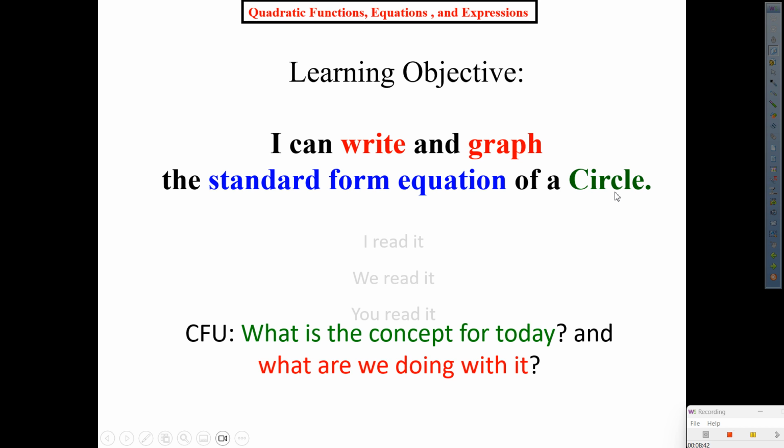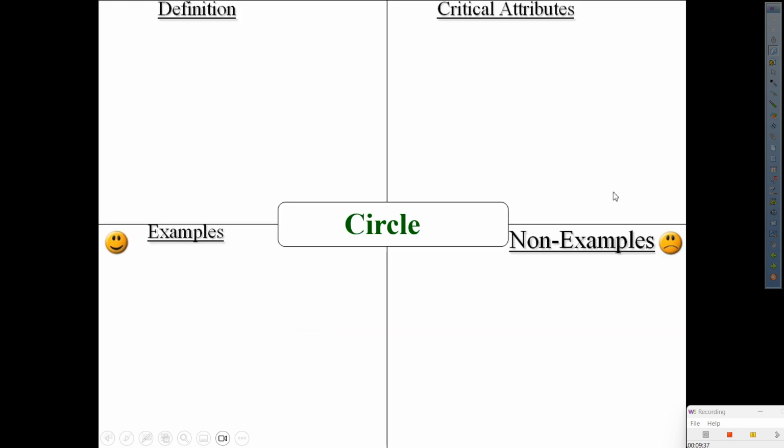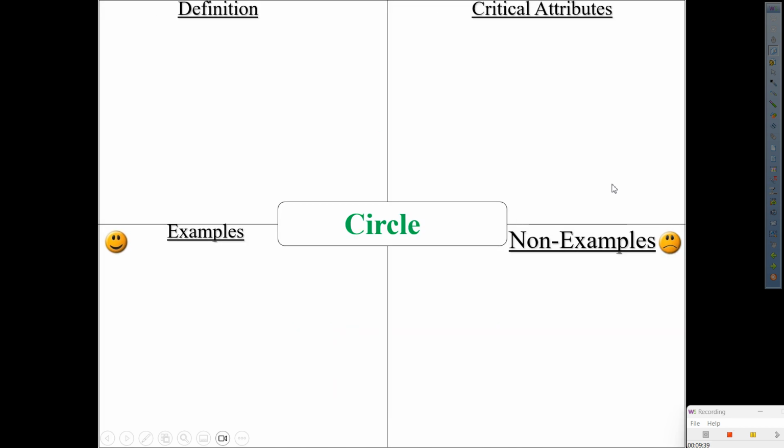So what is our main concept? Circle. Definition: a circle is a set of all points in a plane that are equidistant from a given point called the center of the circle. Is that in your notes? Okay. The reason I highlighted set of all points equidistant from in green is that's what makes the circle, equidistant.